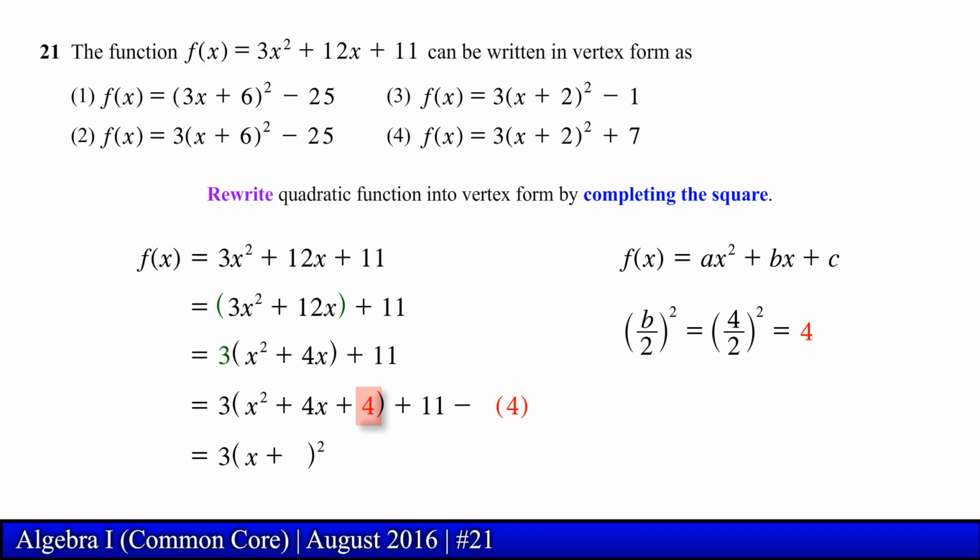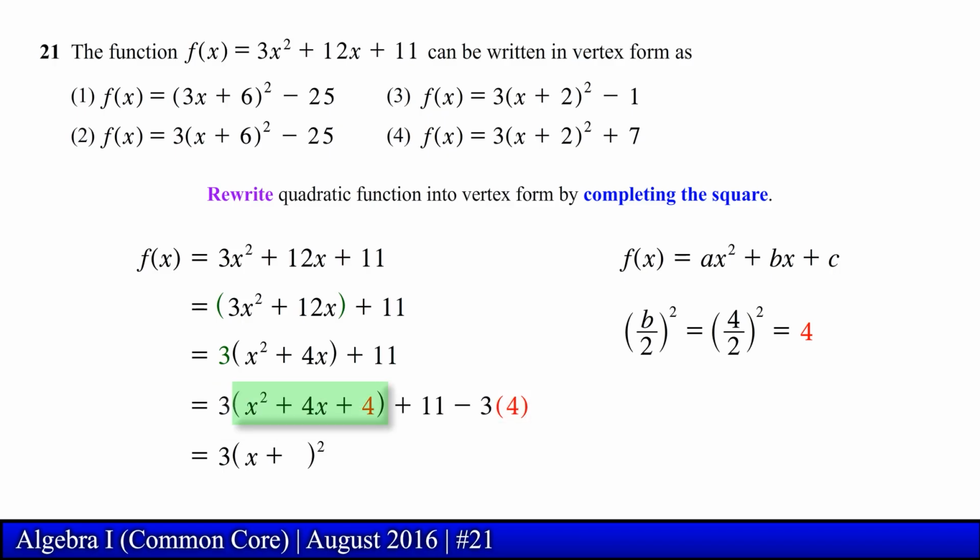Notice that if we introduce the constant 4 into the group expression, we would actually be introducing the constant 4 times 3, which is equal to 12. So we need to also introduce the additive inverse of 12 into the expression in order to maintain balance or equality. Doing that, we obtain the following.